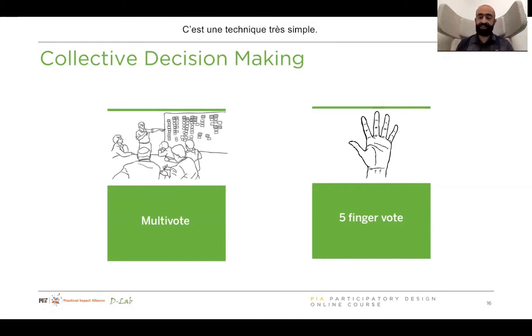So it's a very simple technique, but sometimes when you're arriving into these sticky points, it is important to come up with something really simple that can help having the team moving forward. So this is a couple of ways in which you can do it.